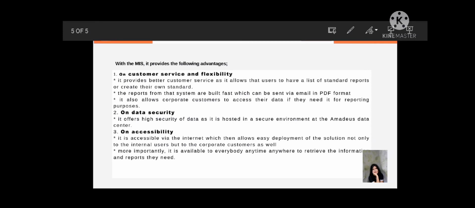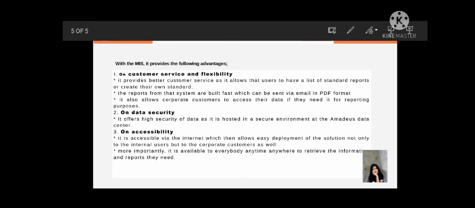With the MIS, it provides the following advantages. First, on customer service and flexibility. It provides better customer service as it allows the user to have a list of standard reports or create their own standard. The reports from the system are built fast, which can be sent via email and PDF format. It also allows corporate customers to access their data if they need it for reporting purposes.